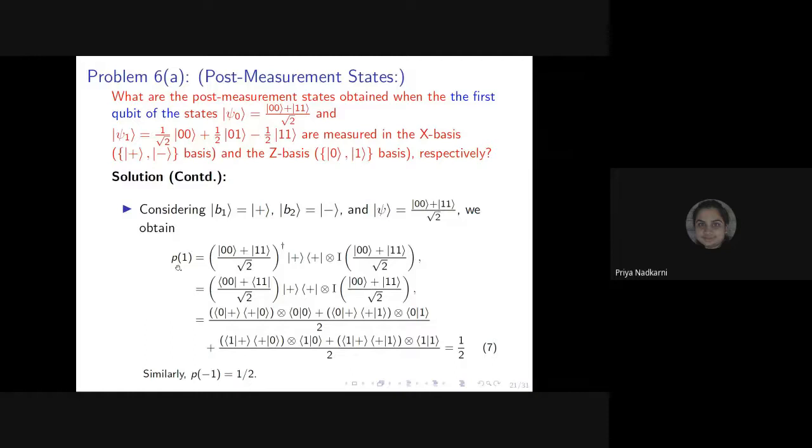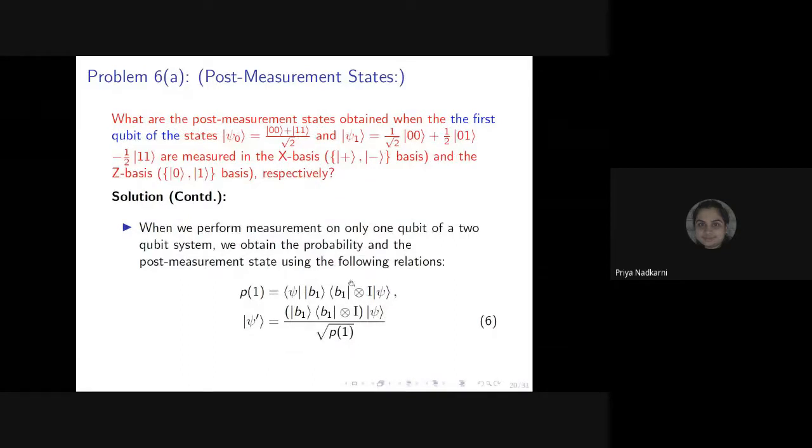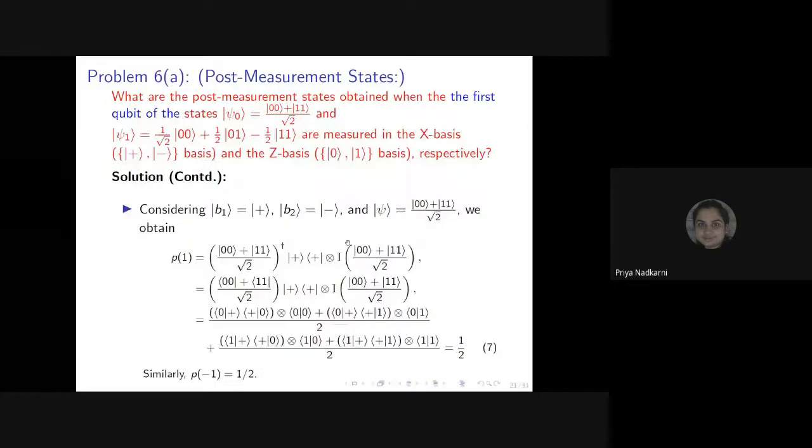So let's first compute the probability of obtaining 1 as the outcome, the eigenvalue 1 as the outcome. So in this particular equation, we're going to substitute psi with the Bell state. We take the dagger of it.